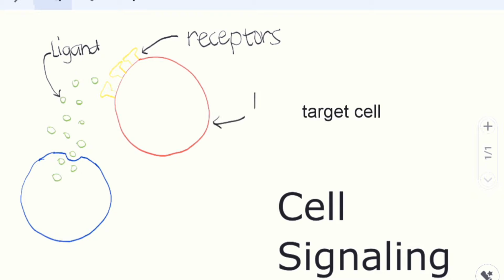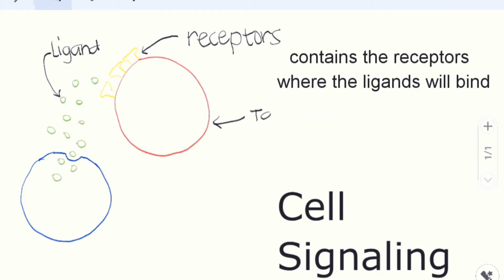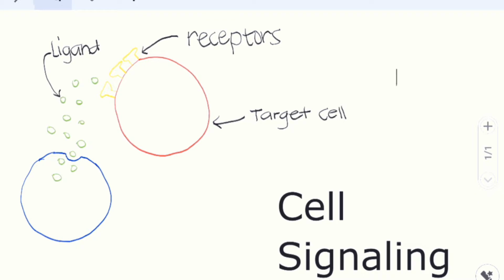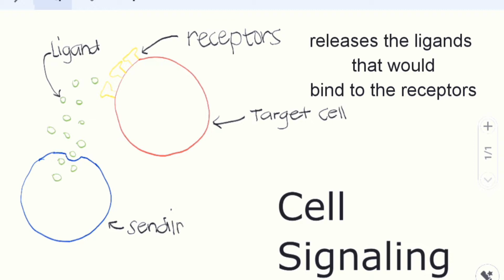This is the target cell. The target cell contains the receptors where the ligand will bind. This is the sending cell. The sending cell releases the ligands that would bind to the receptors.